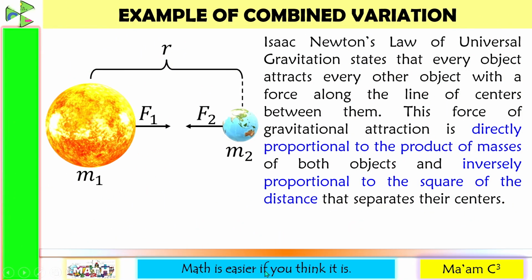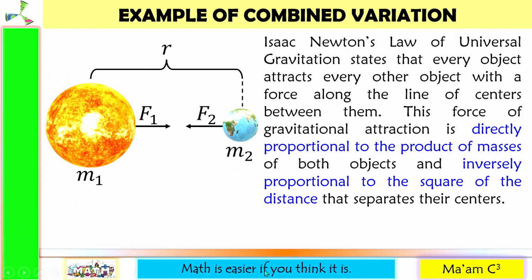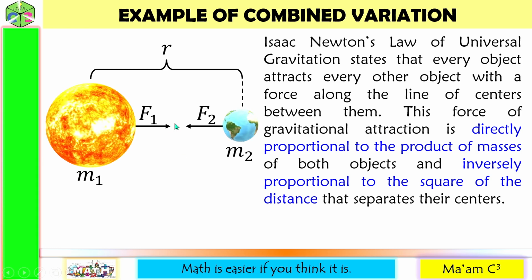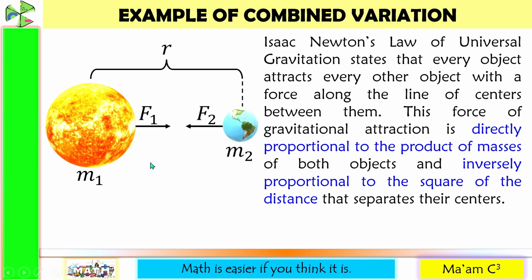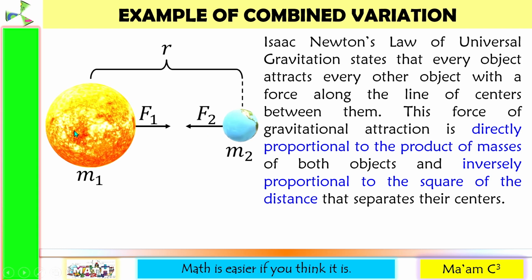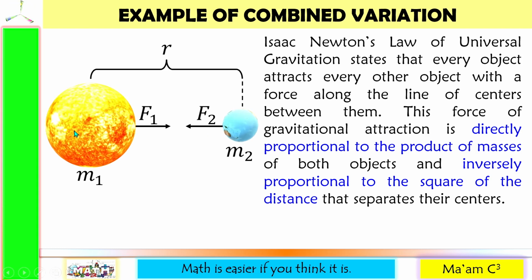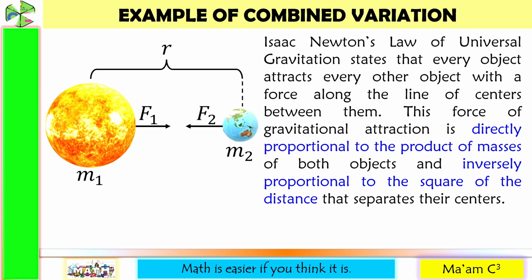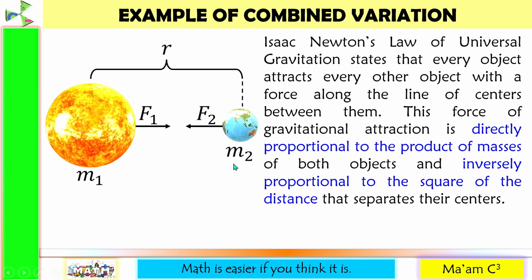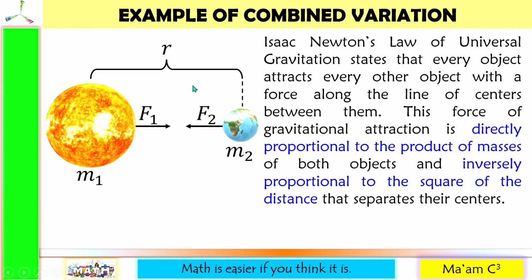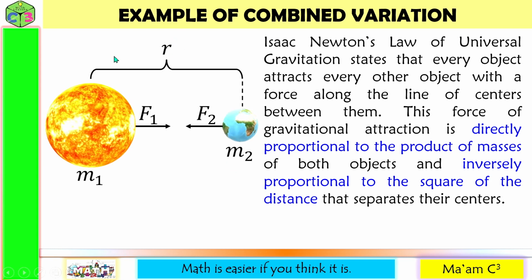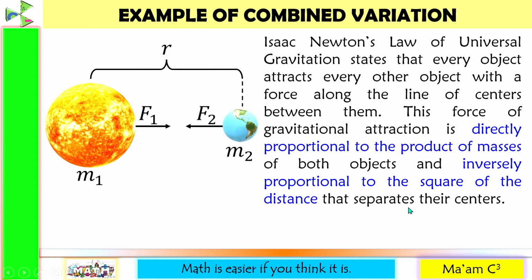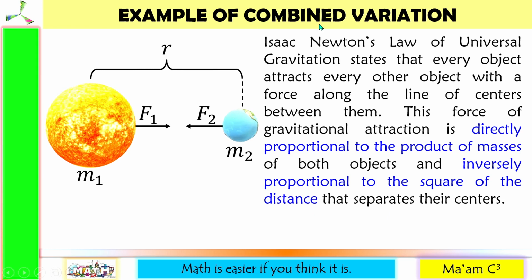Are you aware of Isaac Newton's law of universal gravitation? It states that every object attracts every other object with a force along the line of centers between them. This force of gravitational attraction is directly proportional to the product of masses of both objects and inversely proportional to the square of the distance between their centers. This is a perfect example of combined variation.